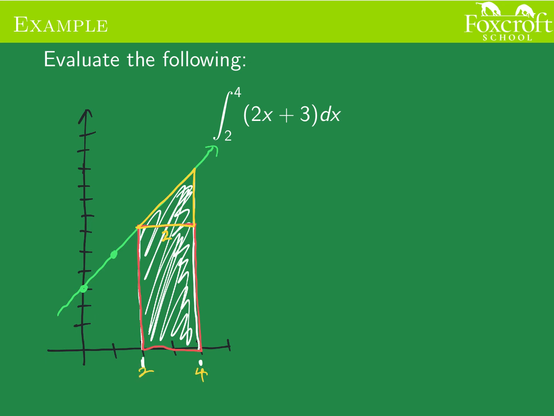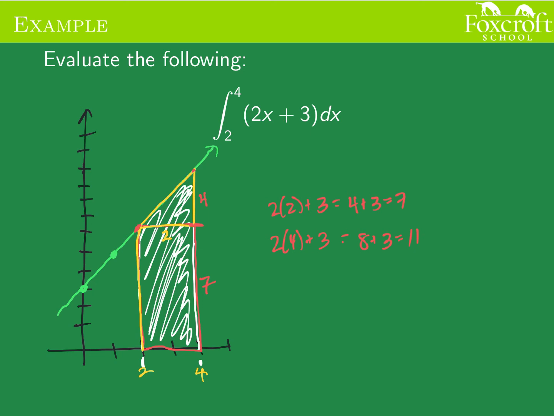The height of the rectangle is when I plug in 2 and go up and hit my function. So if I plug in 2 into this, we get 4 plus 3, and that's 7. So the height of the rectangle is 7. And the height of the triangle is from the point at 2 to the point at 4. So I plug in 4, I get 11. Well, if 7 gets me here, then to get up to 11, that needs to be 4.